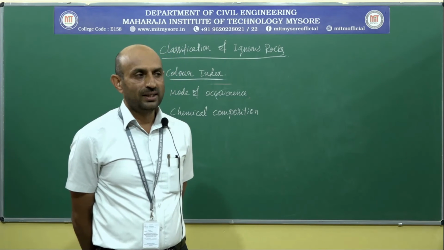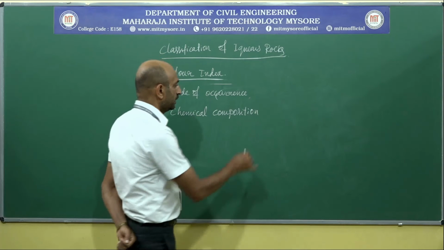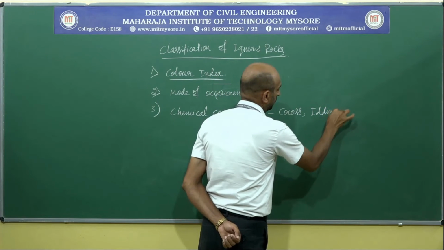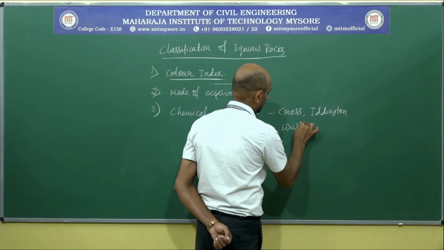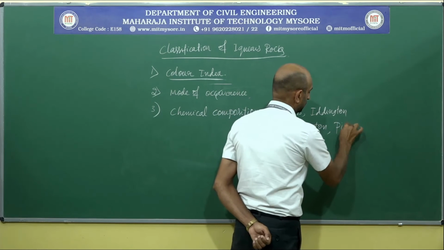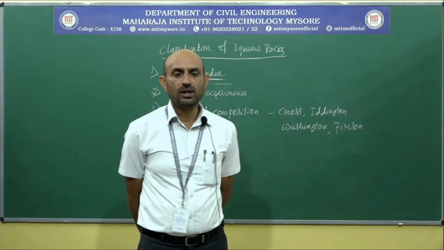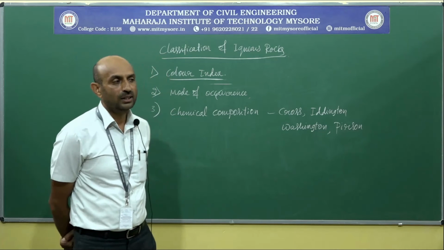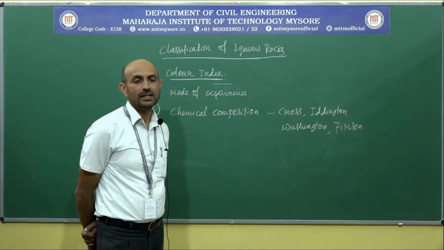Four American scientists, which means petrologists, Cross, Iddings, Washington, Pirsson. These four American petrologists developed a classification of igneous rocks on the basis of the chemical composition of the rocks in 1903.